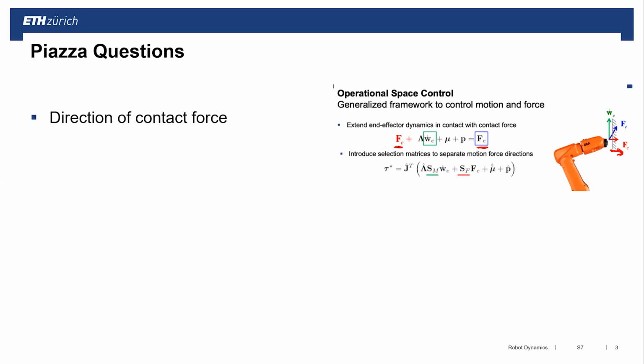If you go back to the formulations we had originally, this Fc can be either on the right or on the left-hand side. If it's on the side of where the m times acceleration part is, then it is the force produced by the robot. And if it's on the other side, it is a force acting on our system.